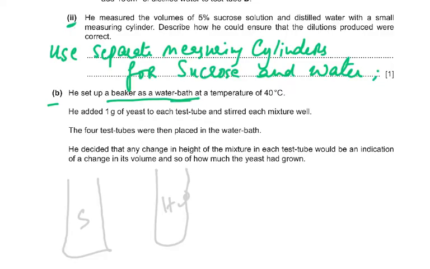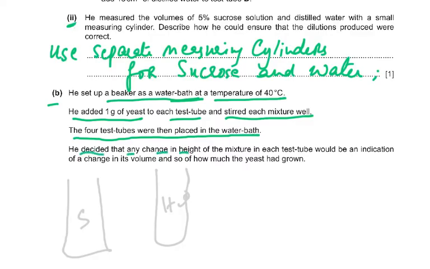he set up a beaker as a water bath at a temperature of 40 degrees Celsius. He added 1 gram of yeast to each test tube and stirred each mixture well. The 4 test tubes were then placed in the water bath. He decided that any change in height of the mixture in each test tube would be an indication of a change in its volume and so how much the yeast has grown.